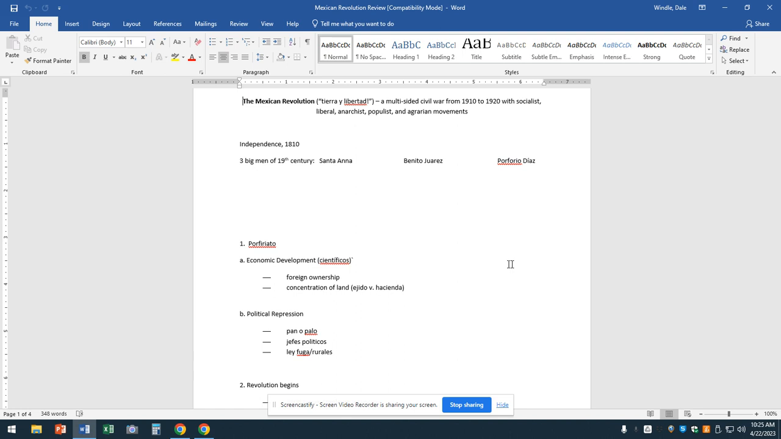From 1810 to the late 19th century, Mexico was constantly involved in struggle. That struggle was generally between liberals who wanted liberal constitutionalism, American-type democratic values, and conservatives who wanted central authoritarian rule. Three big men dominated this time. One was Santa Anna, who you learned about as a sophomore. He was the president of Mexico during the Mexican-American War, 1848, when Mexico lost about half its territory. He was a conservative.